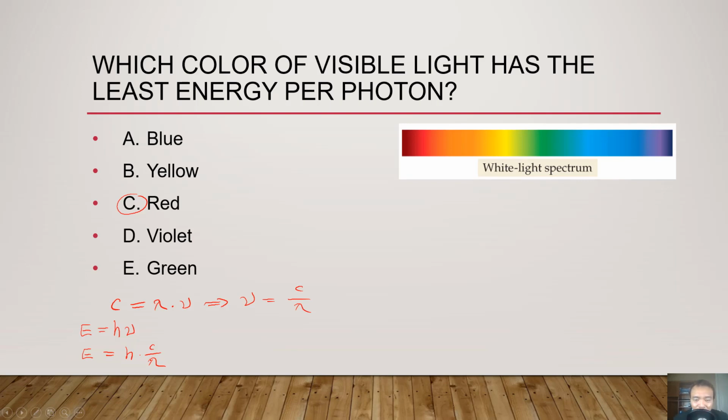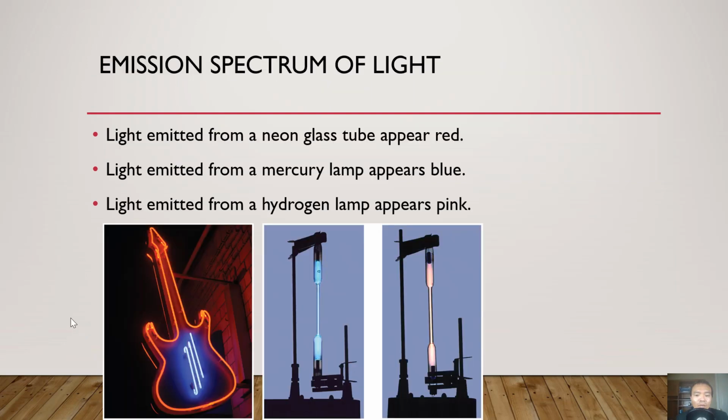Another aspect of light is that light can behave like particles. This was proven by the photoelectric effect and explained by Albert Einstein. A photon is simply a packet of energy. In conclusion, light behaves like a wave and a particle.